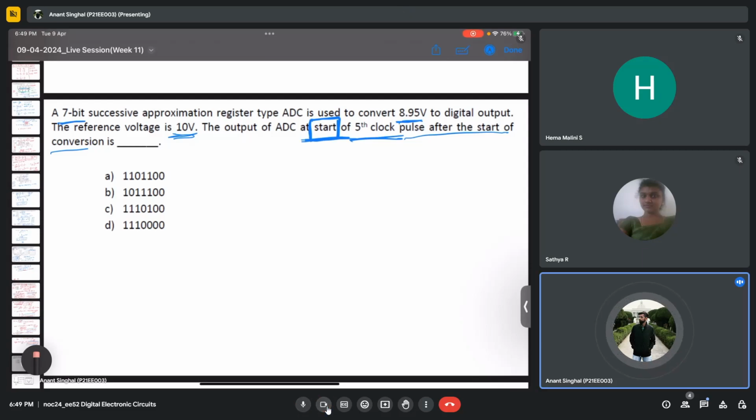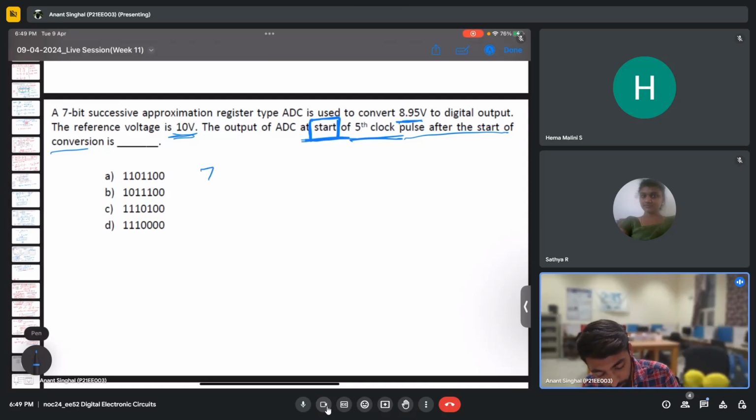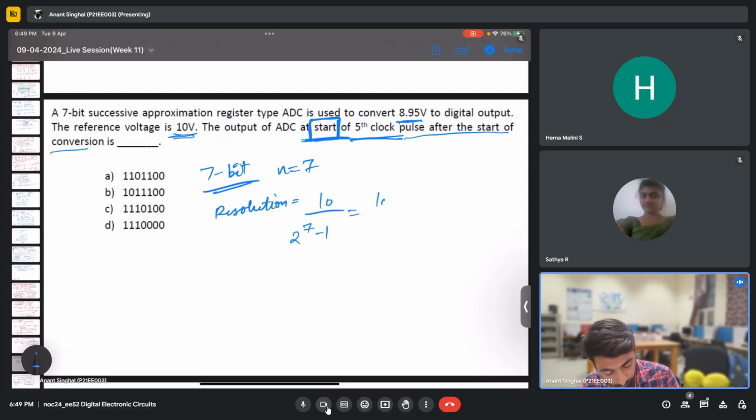So I'll also start doing it now. We have a 7-bit ADC. Sorry, yeah, so N is 7. I'll quickly calculate the resolution. So this is V reference over 2 raised to the power 7 minus 1. 2 to the 7 is 128, so this will be 10 by 127, which is 0.07887 volts.